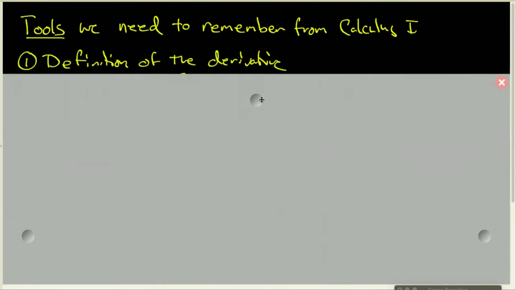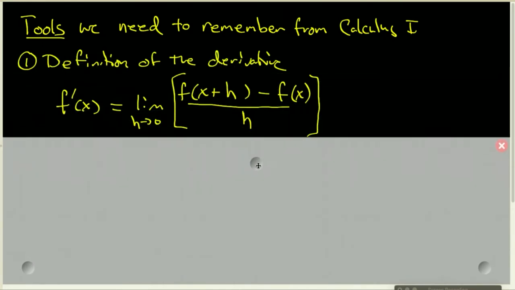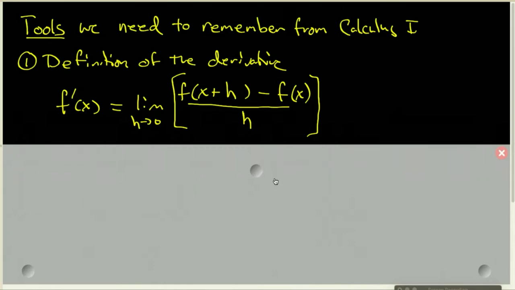The first one is the definition of the derivative. For any function f, the derivative of f is always the limit as h goes to 0 of the difference quotient. It's important to realize that this is nothing more than the limit as delta x goes to 0 of the change in y over the change in x. That's another way that this thing is often written. And it's the slope of the tangent line in Calculus 1. But we're going to need the difference quotient definition of the derivative in our proof of the fundamental theorem.